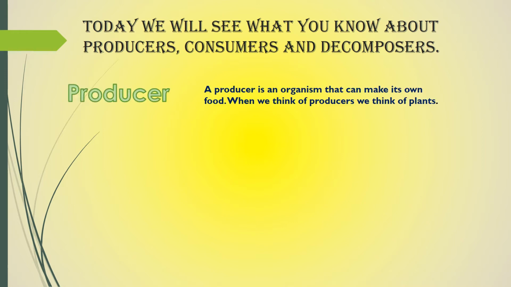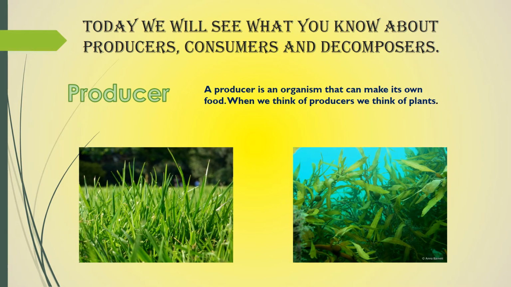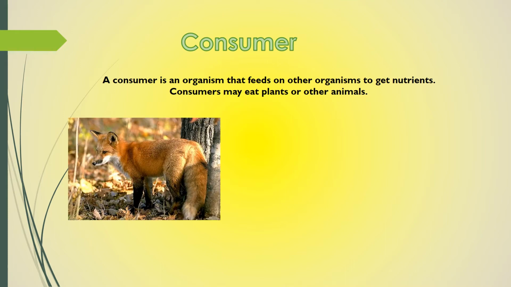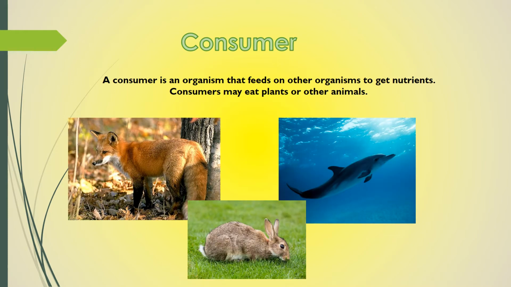A producer is an organism that can make its own food. When we think of producers, we think of plants, things like grass or seaweed. They get their nutrients from the sun to produce their own food. A consumer is an organism that feeds on other organisms to get nutrients. Consumers may eat plants or other animals. Some examples of consumers are foxes, dolphins, and rabbits.